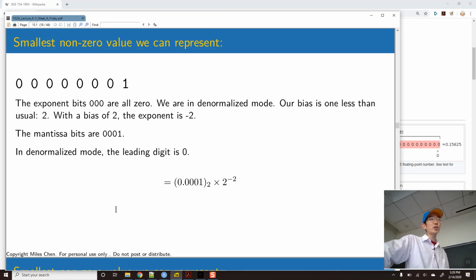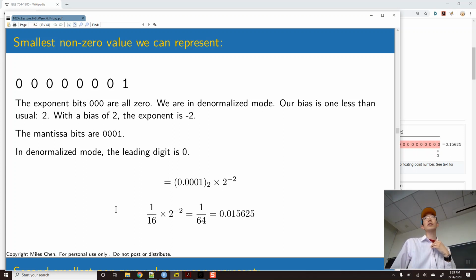We're in denormalized mode because the exponent bits are all 0, so the leading digit is 0. So I've got 0.0001 times 2 to the negative 2. What is 0.0001? It's 1/16th. 0.0001 is 1/16th times 2 to the negative 2. 2 to the negative 2 is 1/4. So 1/16th times 1/4 is 1/64th. The smallest non-zero value we can represent with our mini float system is going to be 1/64th.